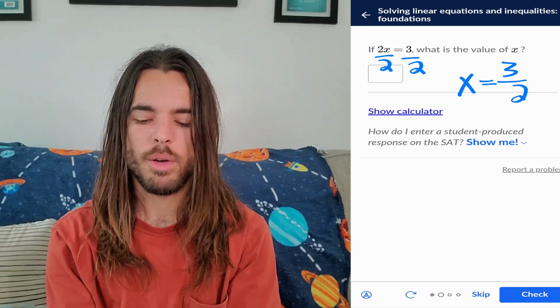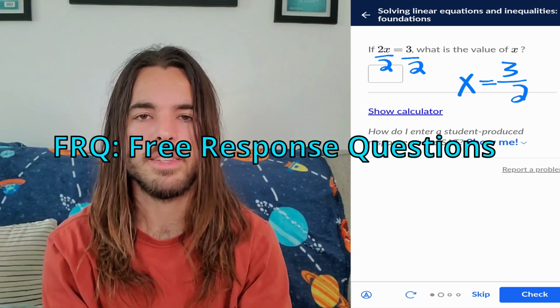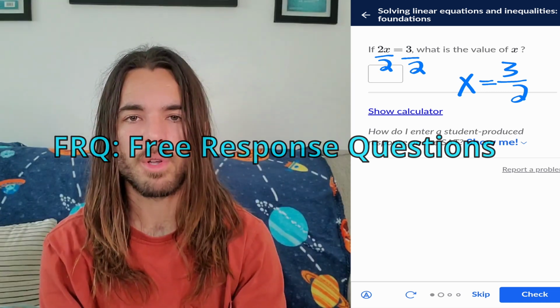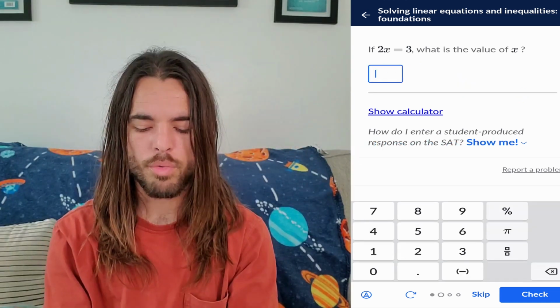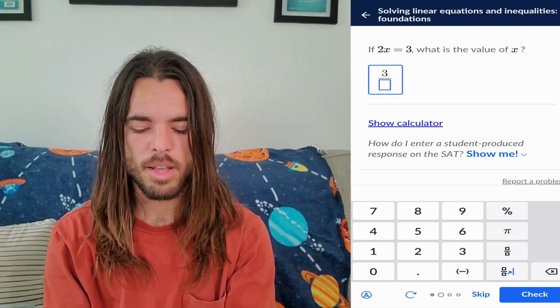This doesn't give us a whole number, but that's okay. This is still a valid SAT question and a valid SAT answer, even for the FRQ. So I'm going to do the fraction bar symbol and then 3 and a 2.